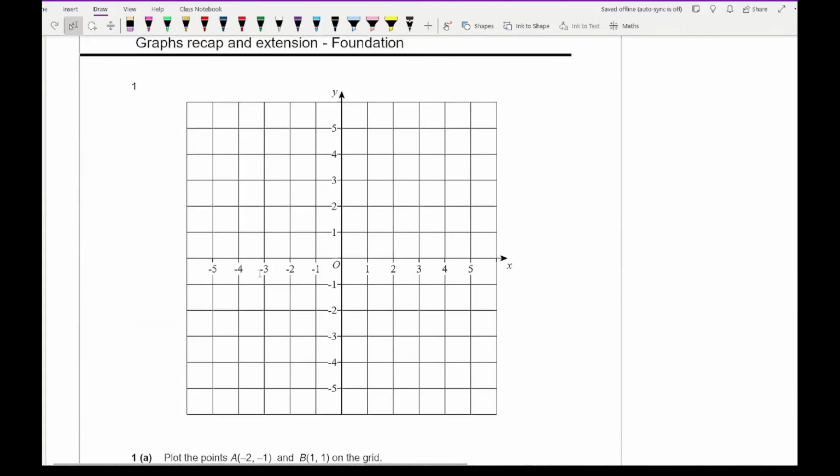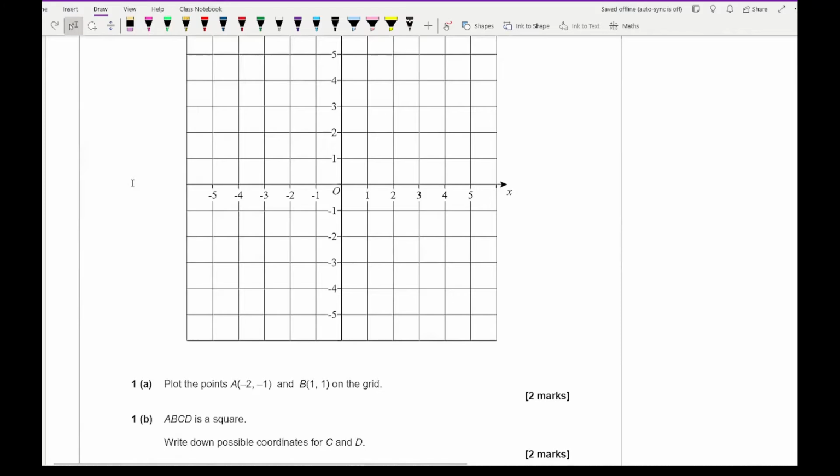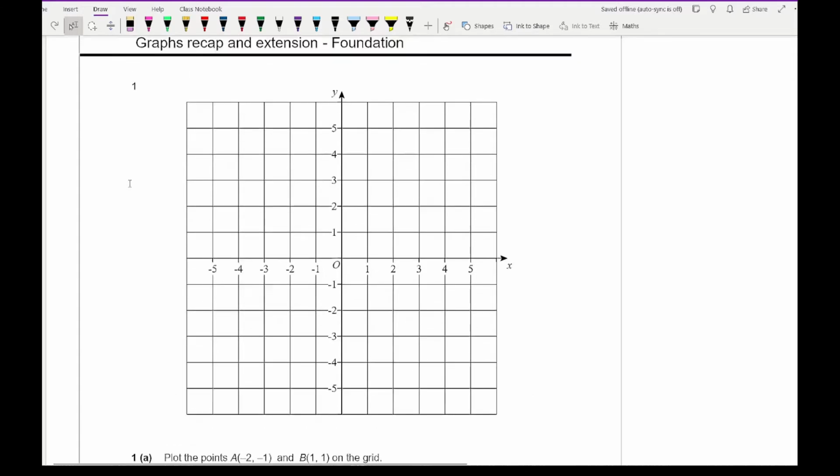So question one, all it's asking us to do is to plot the points (-2, -1) and (1, 1), labeling the coordinates A and B respectively. So here we've got (-2, -1), which is going to be here. I can label that as A, and B is at (1, 1), which is there.